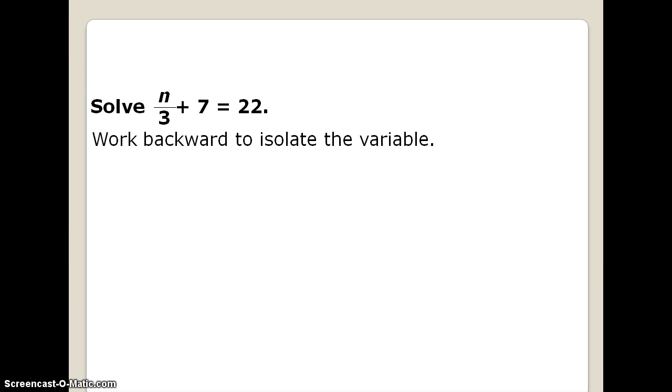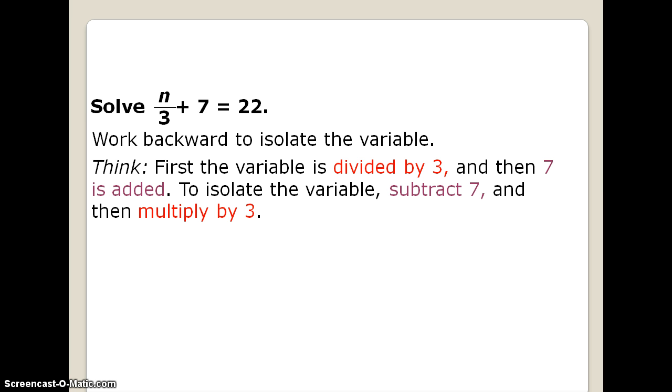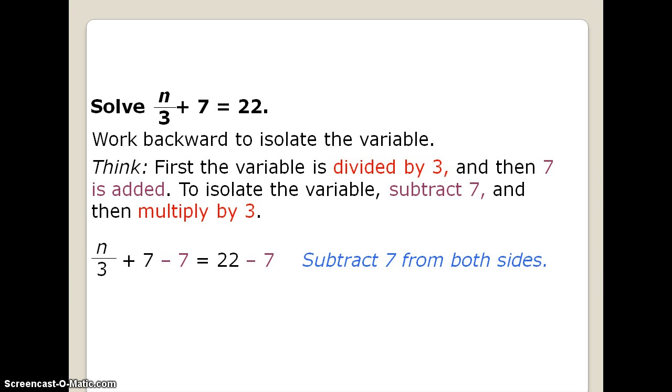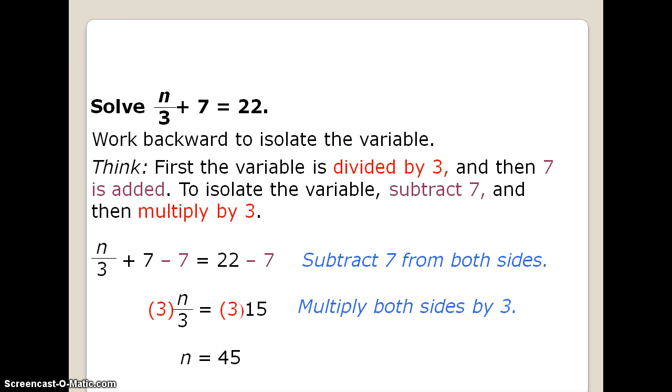Read it again. Solve n divided by 3 plus 7 equals 22. So the first thing we do to n is divide it by 3, then we add 7. So let's get rid of the 7 first. Start by subtracting 7 from both sides. After that's done, we have n divided by 3 equals 15. Multiply both sides by 3 so that the 3's will cancel to give us 1n, and 3 times 15 is 45. Check your answer. Take 45 divided by 3 to get 15. 15 plus 7 equals 22.